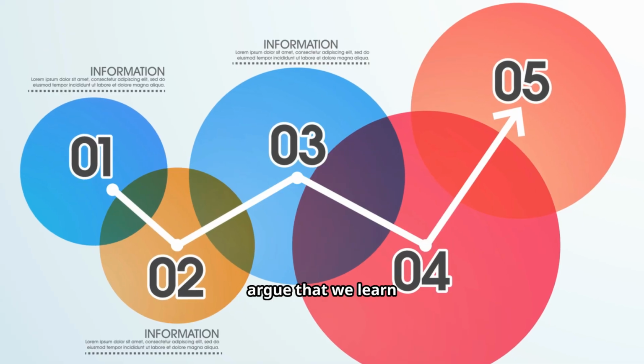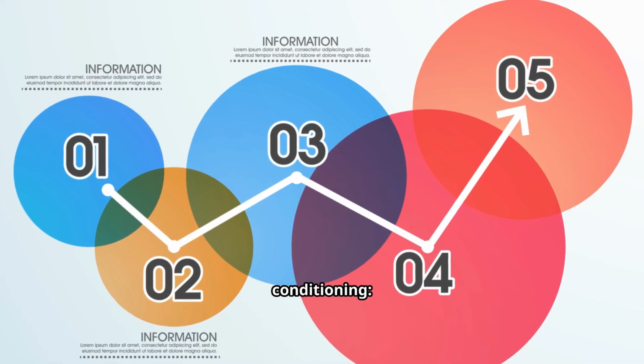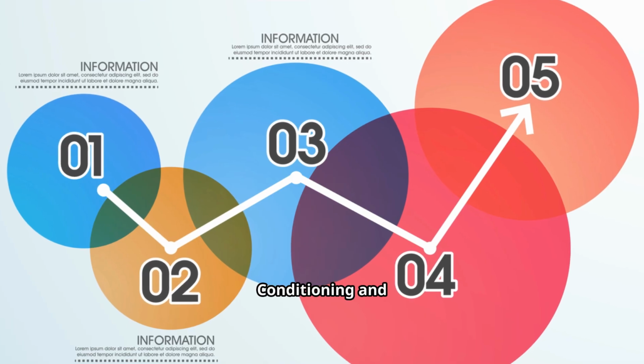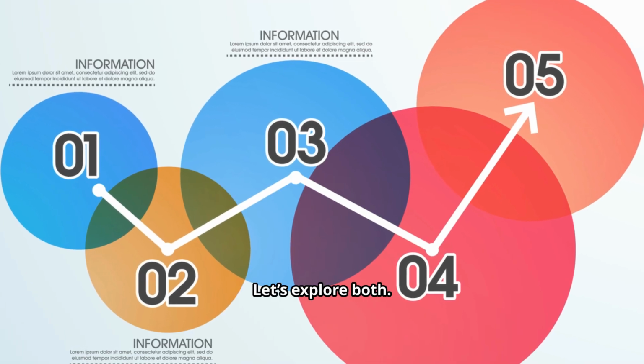Behaviorists argue that we learn behaviors through 2 main types of conditioning: classical conditioning and operant conditioning. Let's explore both.